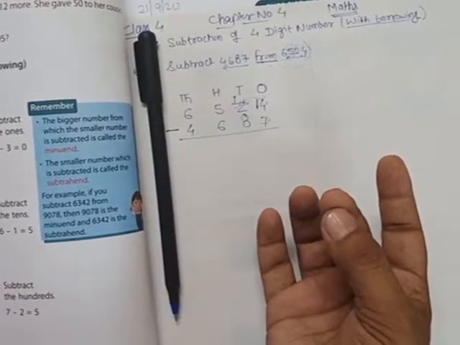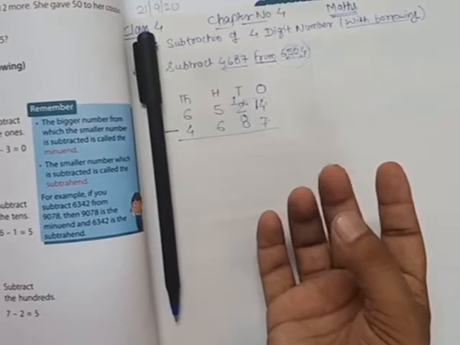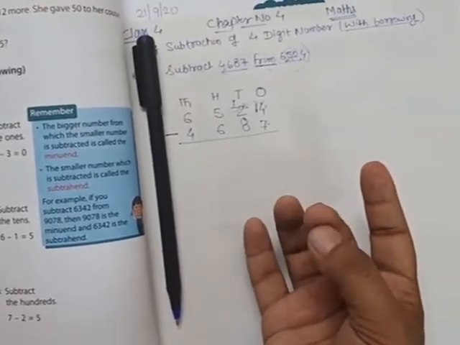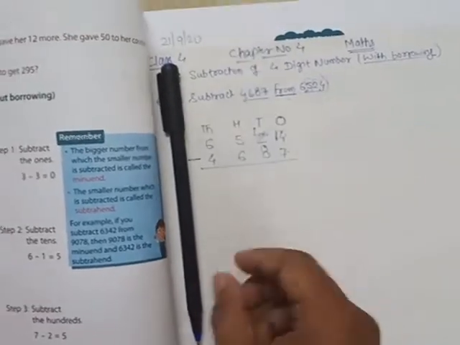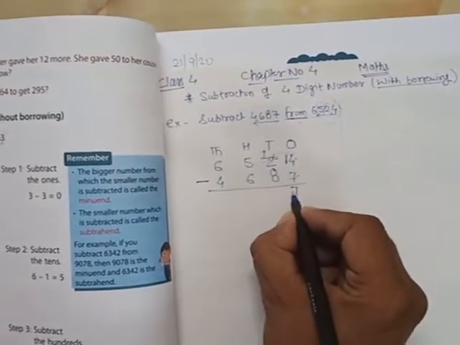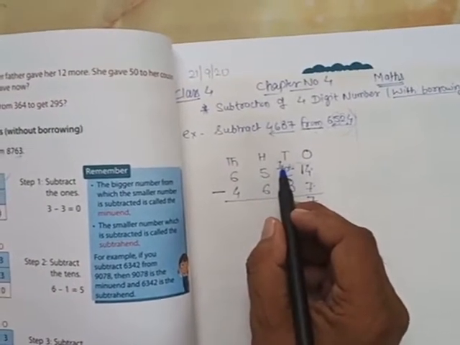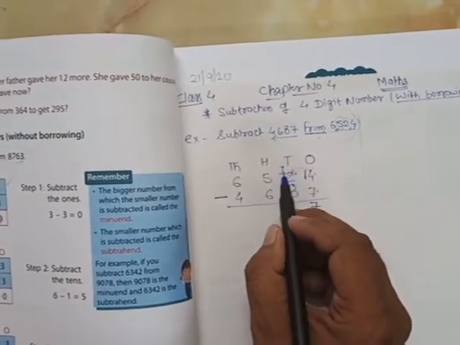So how many times have we counted? Until we got 14: 1, 2, 3, 4, 5, 6 and 7. So we have counted 7 times. So our remaining will be 7. Now at our tens place we need to subtract 8 out of 1.